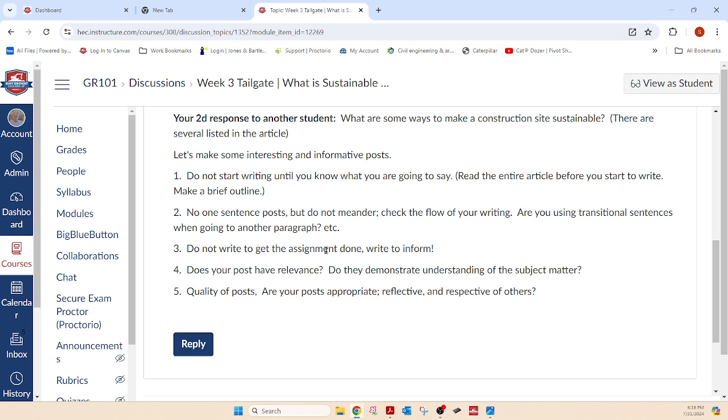Do not write to get this over with. I want you to write to tell me something. Be creative. Relevance is one of the things we definitely need. I have seen ChatGPT copied and pasted. Trust me, I know it when I see it. I can smell it a mile away.